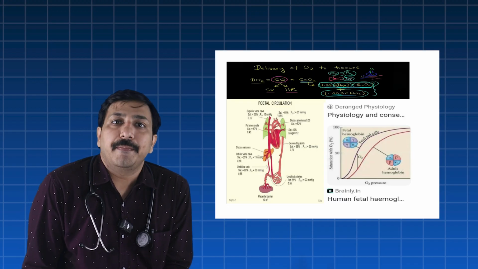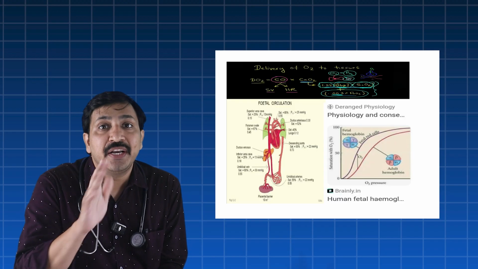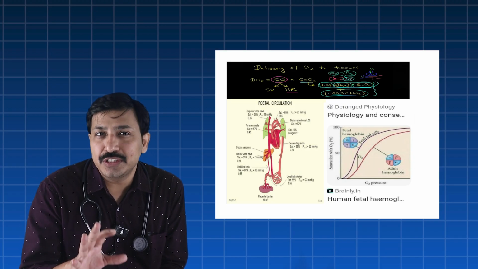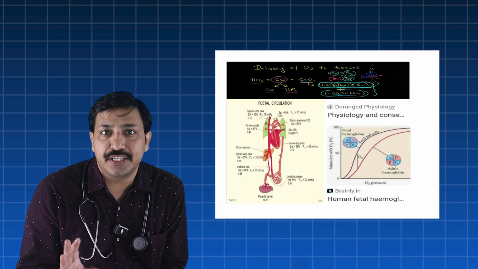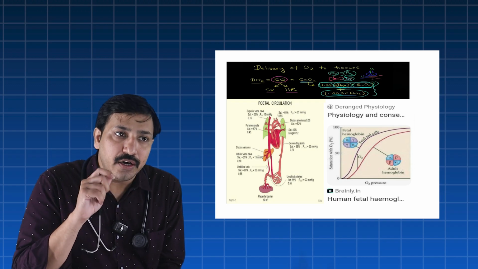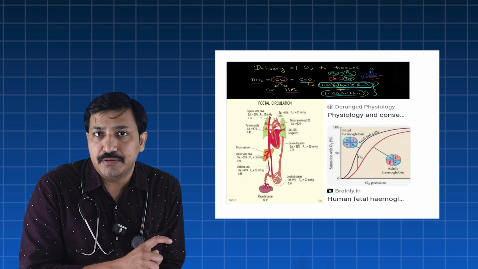We'll continue in this session. We discussed the blood flow and mean arterial blood pressure, and now we are discussing oxygen. How is the oxygen being circulated in the fetus? This is a very important slide that we will be discussing now. You should understand this slide very carefully.